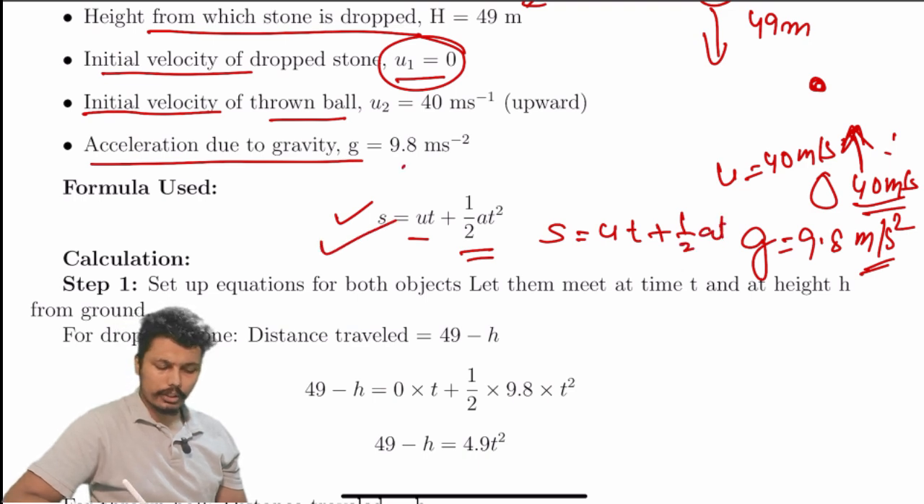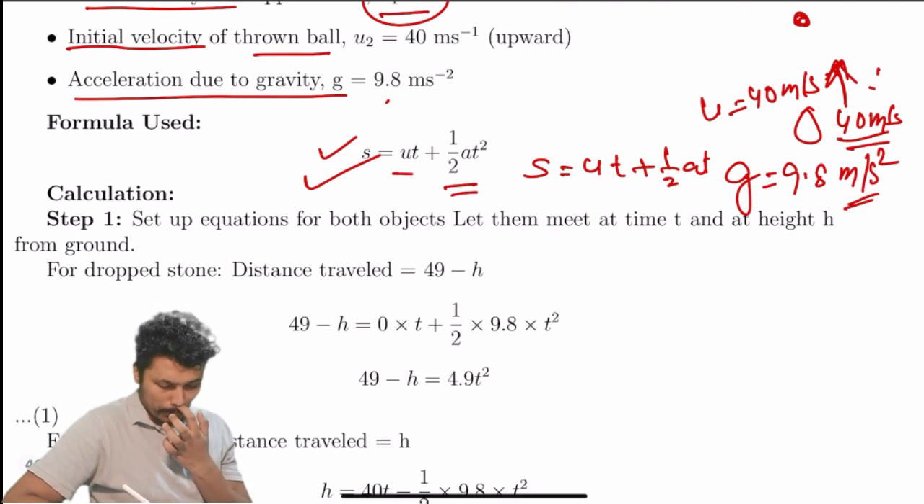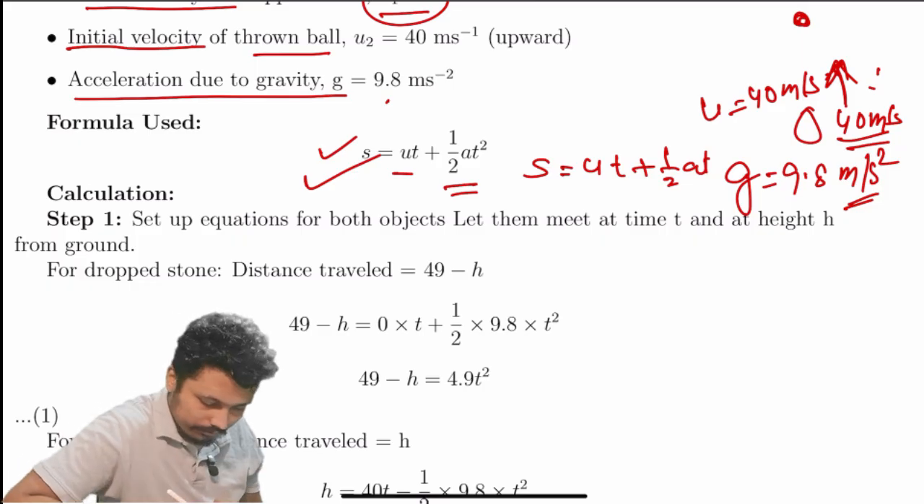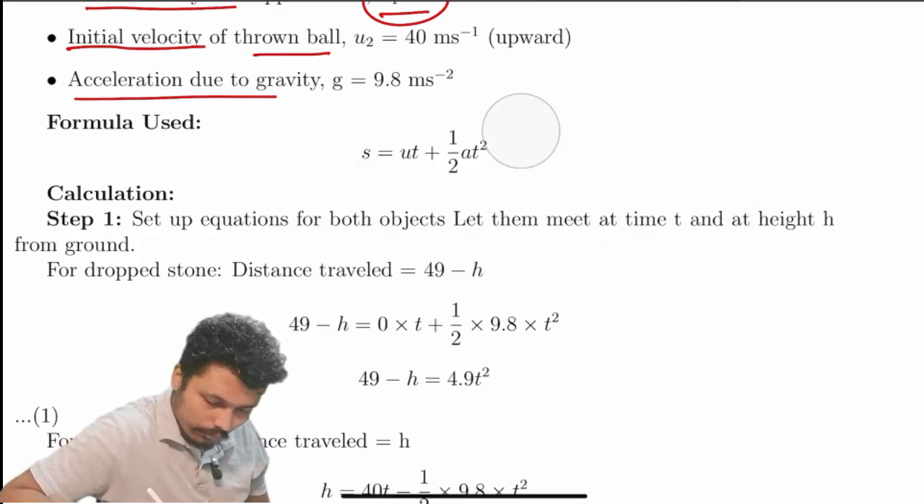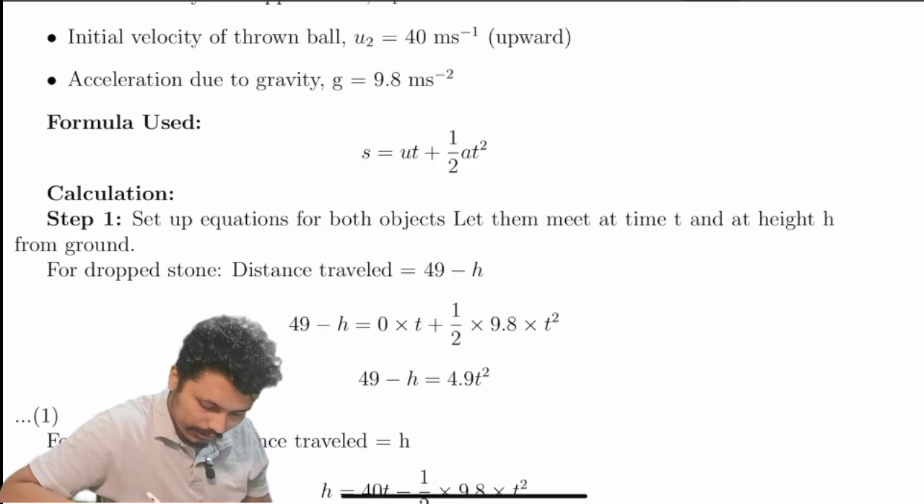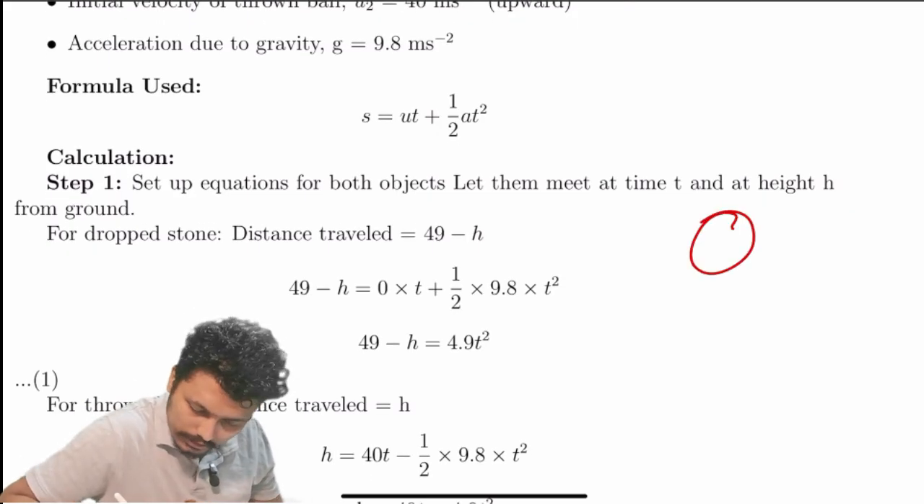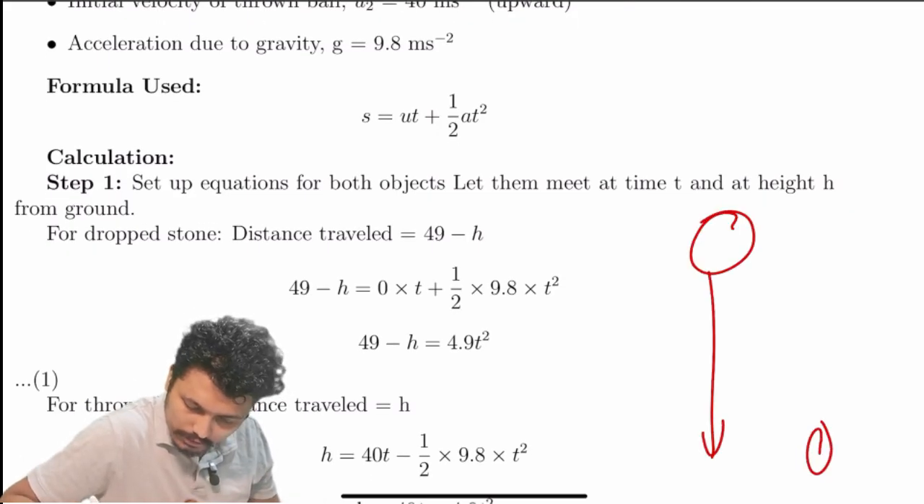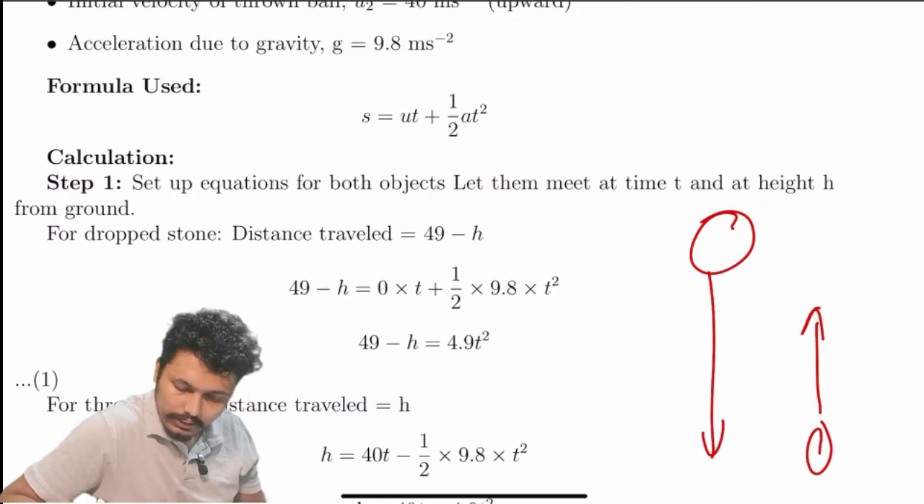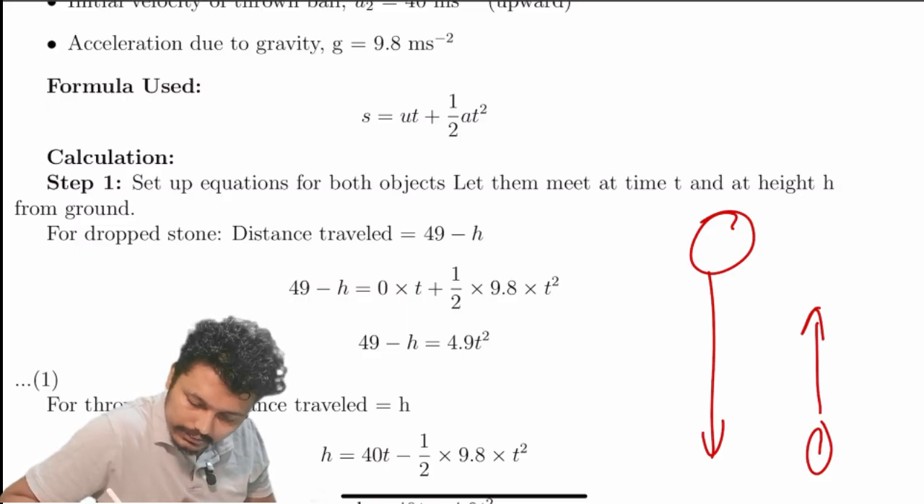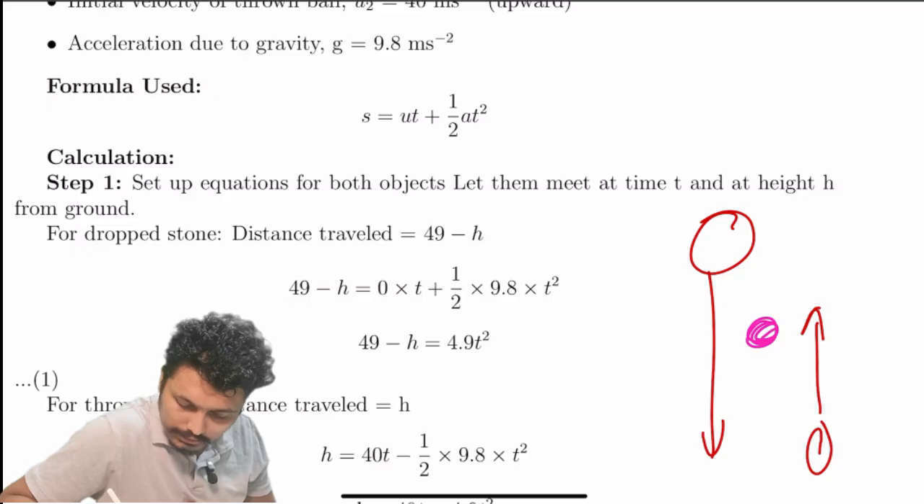So what do we need to find out? Before doing that, we are going to derive something. This object is falling down and this object is going up. Now they are going to meet each other here. This one will come down here, this one will go up here, and then they meet out here.